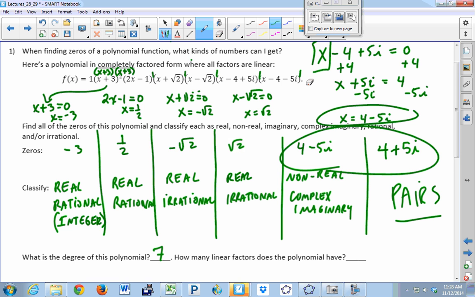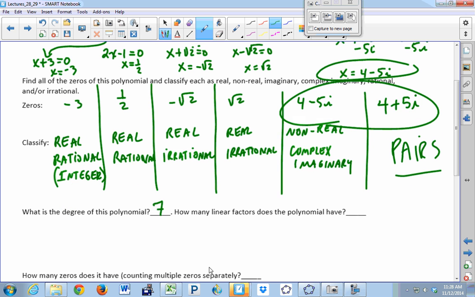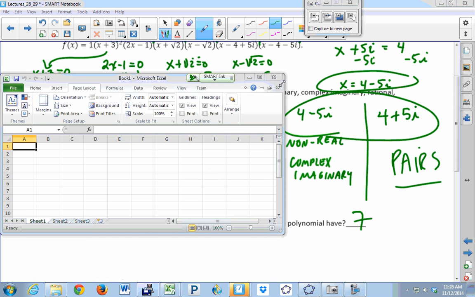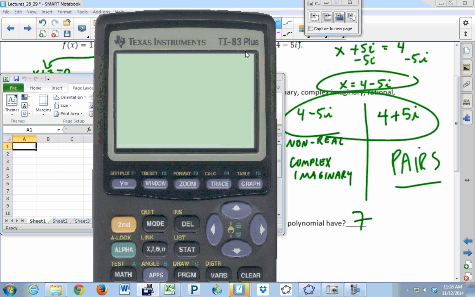How many factors do you have if you count them all? How many factors? As linear, meaning to the first power. You've got 2 linear factors right here called x plus 3 squared. 2, 1, 1, 1, 1, 1, 1. How many is that? 7. 7 linear factors, degree 7. Now, how many zeros do I have? Oh, I didn't want that. Woo, look at all this stuff popping up.